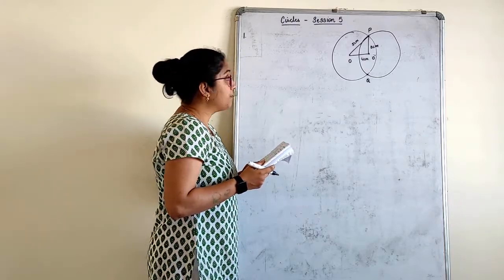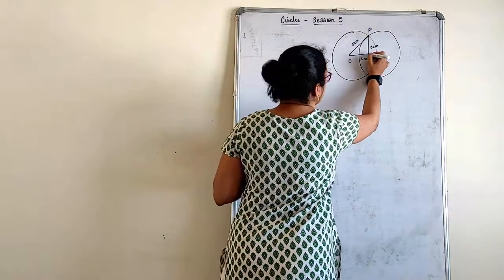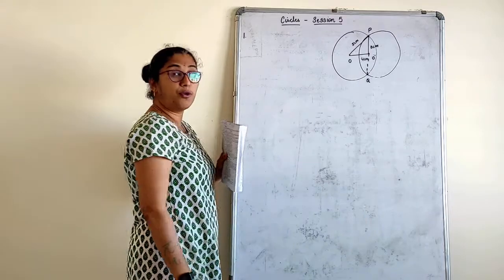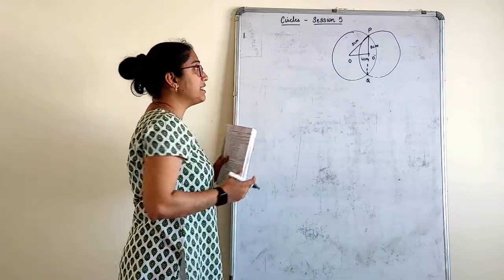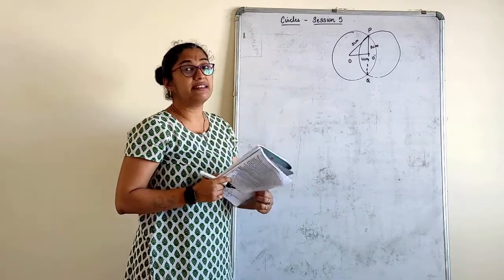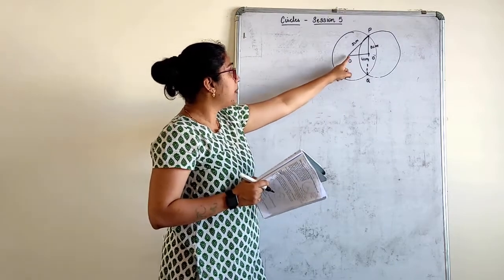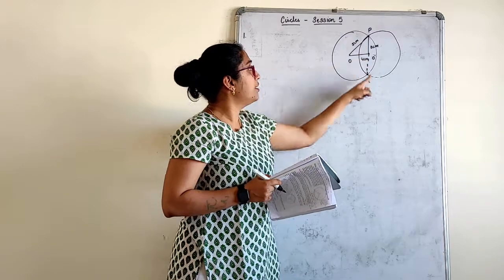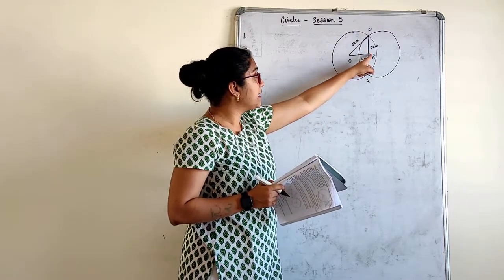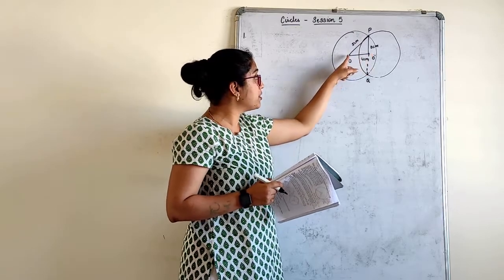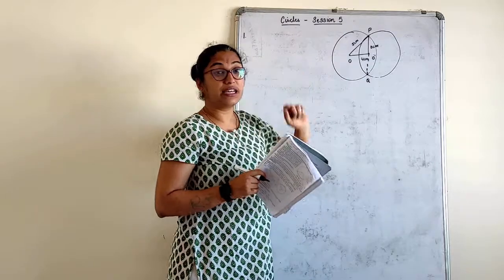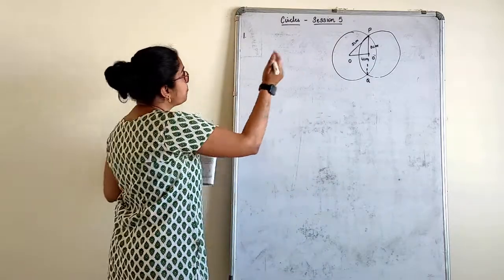Find the length of the common chord. So PQ is the common chord for both the circles, right? Looking at this question, can you tell what is the length of the common chord? I can just tell that length is 6 cm because perpendicular drawn from center to chord bisects the chord. But for that, is this perpendicular to this? For that, let us prove that the given triangle is a right angle triangle.